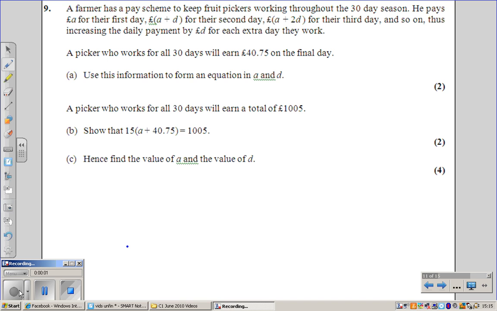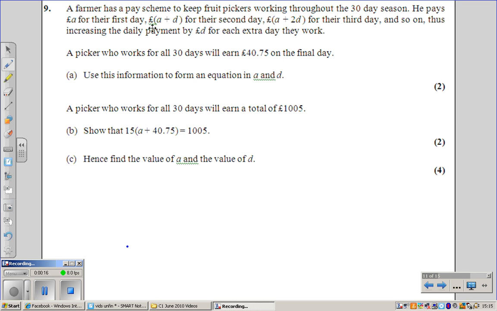Number 9 is sequences. Lovely. A farmer has a pay scheme to keep fruit pickers working through the 30-day season. He pays £8 for their first day, A plus D for their second, A plus 2D for the third, and so on and so on.